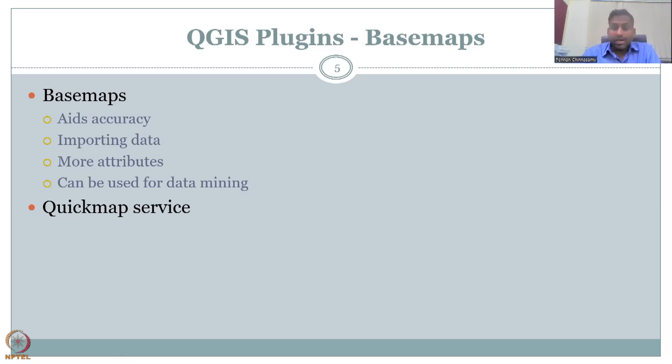It helps in importing data. So from the base map and the shapefile you have, you can extract data. So the base map might be the global coverage. You don't need the global data, but only for your area, you can zoom in and take the data out. More attributes can be collected. Suppose your data has only state names, country name, and then some major roads, but your base map has the names in different languages, suppose Hindi, Tamil, and then you can take the name out of Tamil and put it into the database. Then it can also be used for data mining.